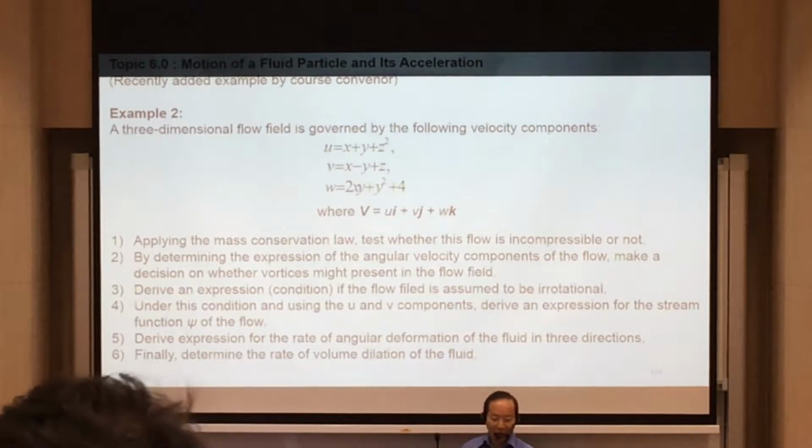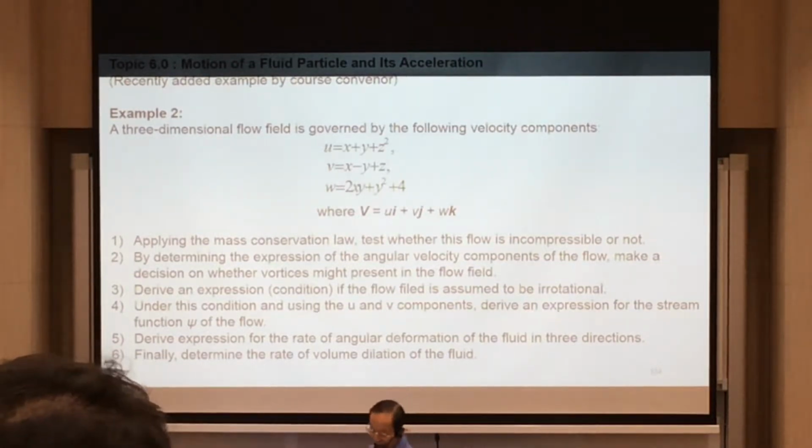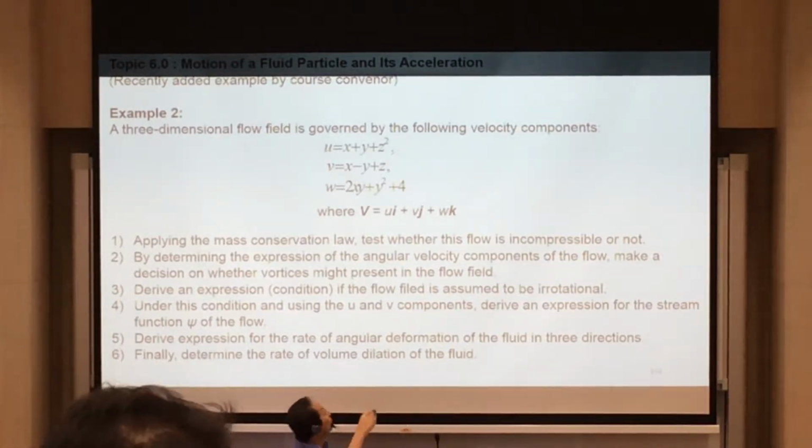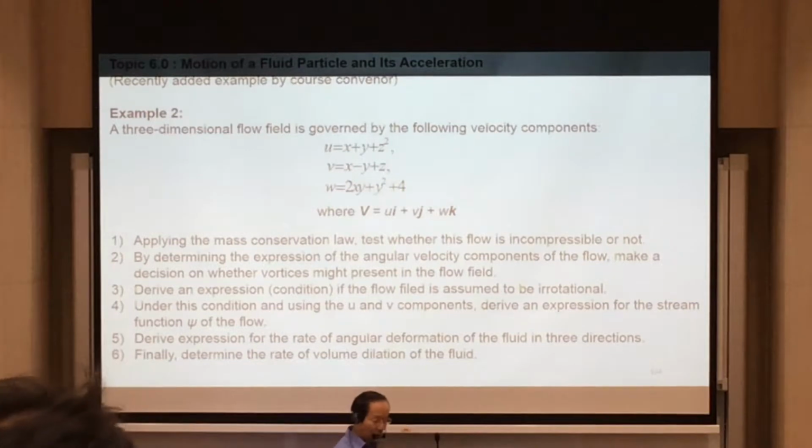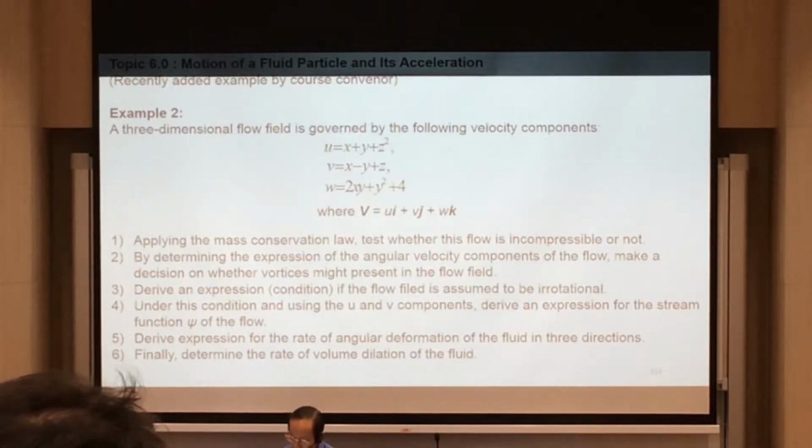Okay. So test whether this flow is incompressible or not. We are given expressions for the components of the velocity in the velocity field, the u, v, and w.